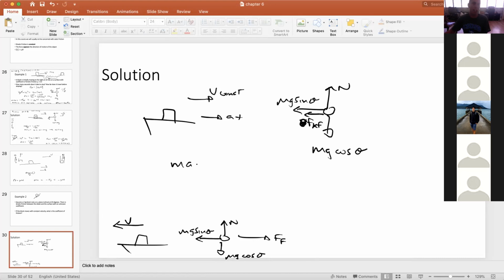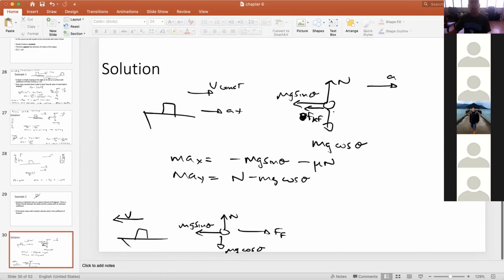For this one, I get that max is equal to minus mg sine theta minus mu n. may is n minus mg cos theta. That's because we're assuming that the acceleration is positive in that direction. Both the forces on it are negative and down the plane. What's going to happen? It's going to slow down and stop, right? It's eventually going to stop.